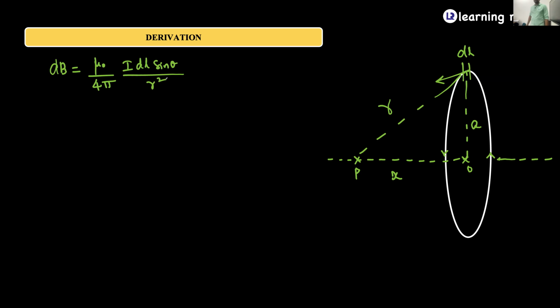So what is theta? Theta is the angle between the dl vector and the r vector. Right? And what is r? r is the distance from dl to the point. So here r is clear. r is r only, r square. But r can be written in terms of a and x as r is equal to root of a square plus x square. So it's a hypotenuse. Right? Our job is to understand what is the value of theta.